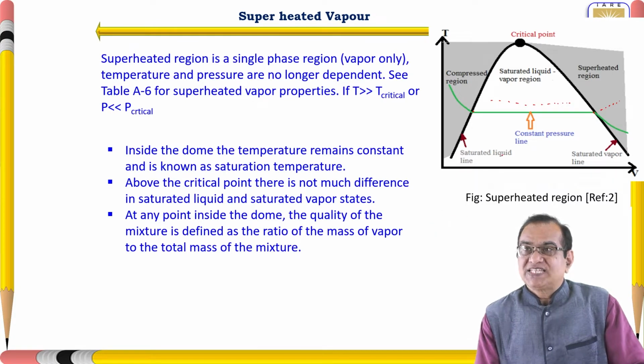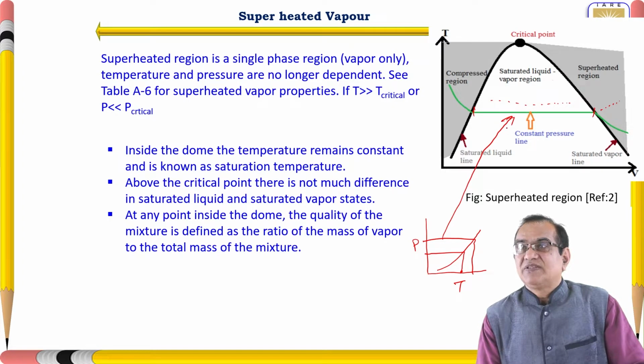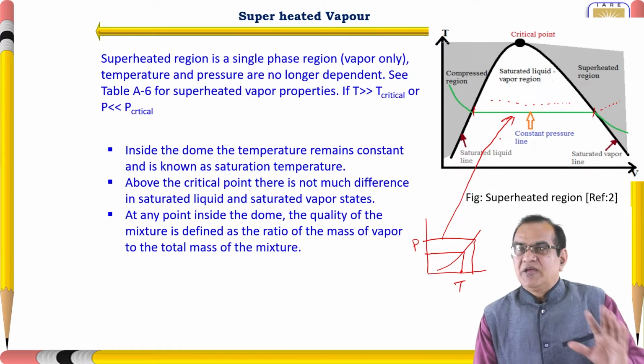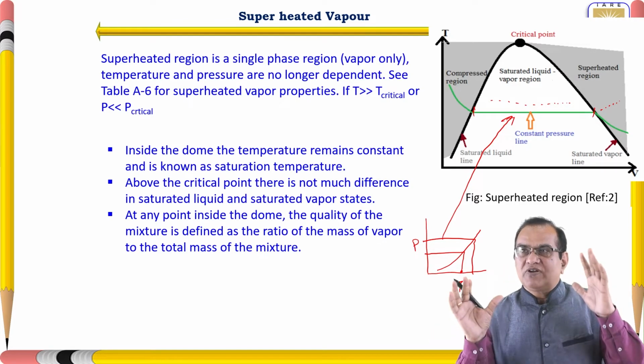If you see in this region from here to here, if you draw this P and T, it is like this. Means for a particular T, there will be a constant P. For next T, constant P. This will be applicable for this zone only. Here, both are not independent. P and T are both related in saturated liquid vapor region.